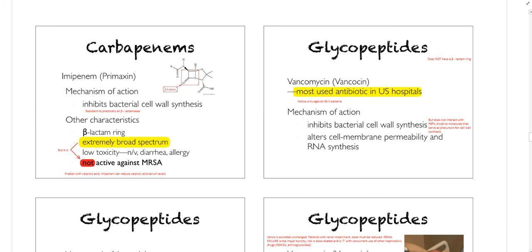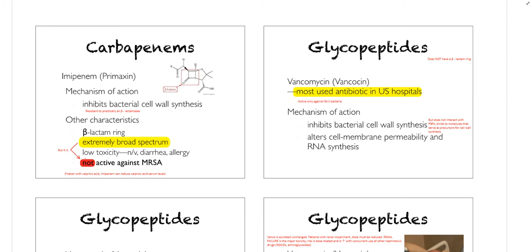Carbapenems. This is going to be imipenem. Again, same general idea as the other ones, cell wall synthesis. It is extremely broad spectrum, but it is not active against MRSA. It is low toxicity, but can lead to nausea, vomiting, diarrhea, and general allergy. Pretty straightforward.